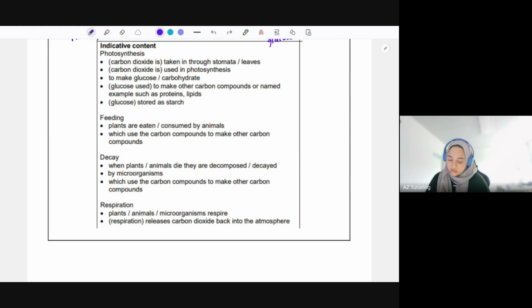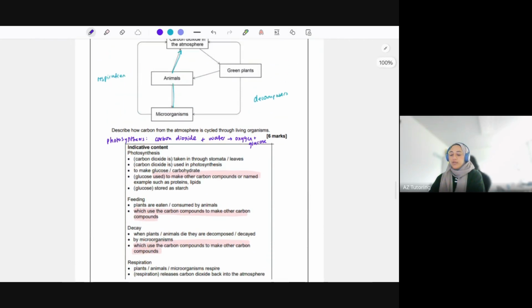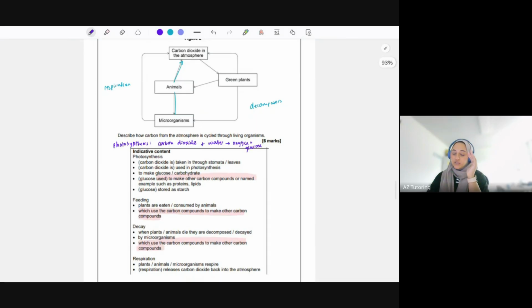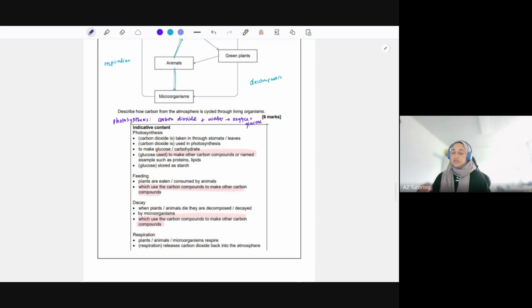Okay, so you can see how there's one repeating thing in this, which use the carbon compounds to make other carbon compounds. They're repeating the same thing for each one. Even here as well, used to make other carbon compounds. And then finally, respiration. So plants and animals and microorganisms all respire, which releases carbon dioxide back into the atmosphere. So I think where people go wrong is they just say the first line. They'll say photosynthesis, but then they're not explaining it. How's carbon actually cycling through? You have to give a bit more with these 6 markers.